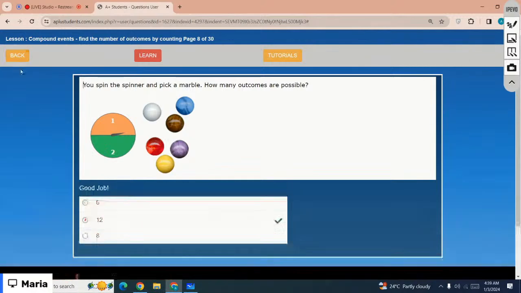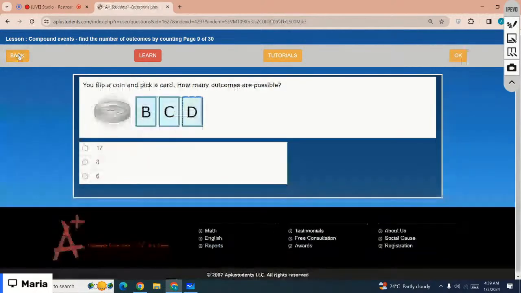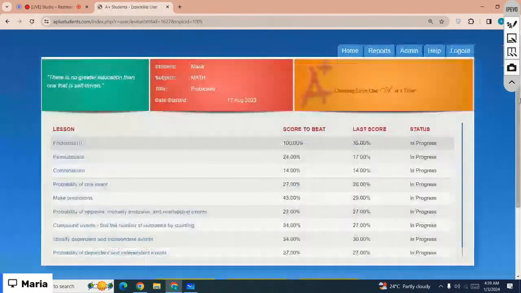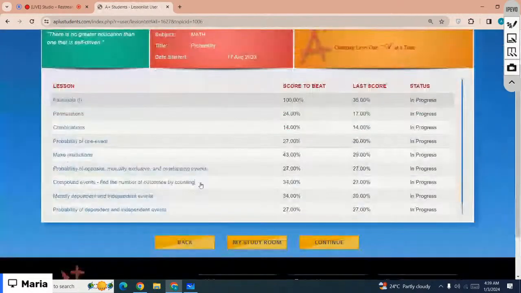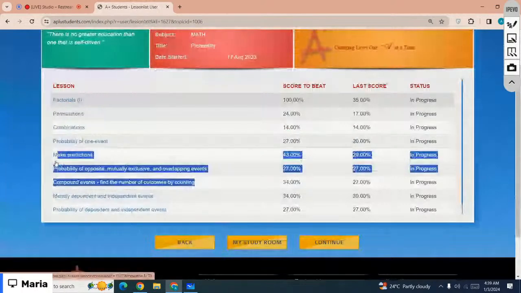So, we were working on grade 6 math. The chapter we were working on is probability, and the lessons covered today are make predictions, probability of opposite, mutually exclusive and overlapping events, and compound events, find the probability by counting, right? So please make sure for the next session you complete all the practice questions for the lessons we did today. That is your homework until next session, right?